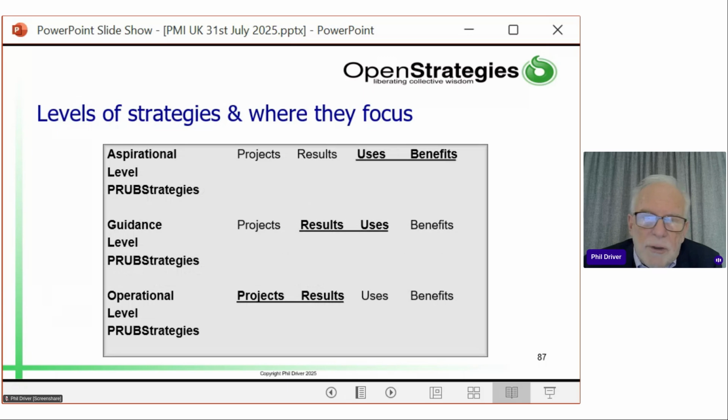Just another jumping sideways slightly, if we look at the different levels of strategy, very high level strategies tend to talk a lot about uses and benefits. Operational strategies talk about projects and results, and what I call guidance levels tend to operate in the middle there. And I could expand on that if anybody wants to discuss that at a later stage.